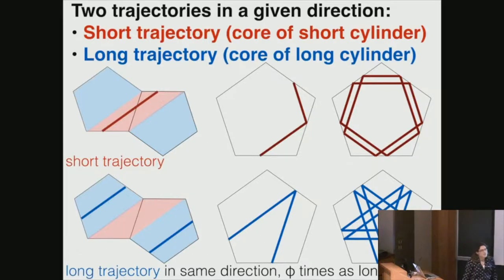So, in every direction, this is the double pentagon surface. Suppose you pick a periodic direction, such as parallel to a side. Well, this is a periodic trajectory because it goes to the midpoint here, it reappears on this other edge, it keeps going, and now it's back to where it started.